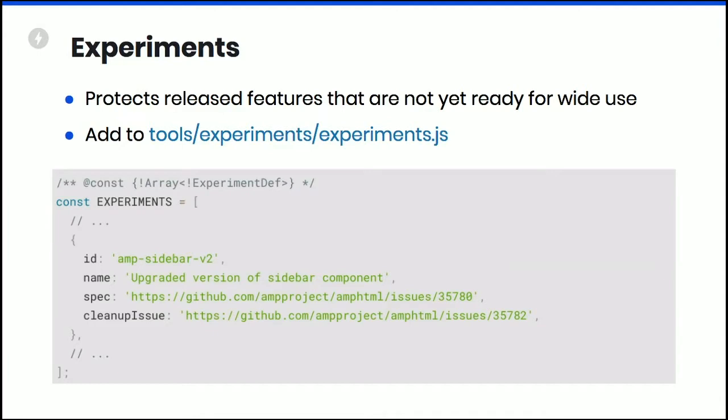So next up is experiments. Experiments are very useful when you have a large feature prior to release, and you want to control its release. And it's actually very simple to add. Simply go to experiments.js and add an entry inside the experiments array with an ID that you define, a simple description, as well as an issue that you file to clean it up when it's no longer necessary.